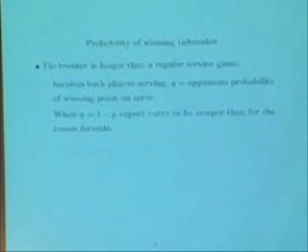Okay, so let's consider the probability of winning a tiebreaker. So I'm now going to introduce a second probability, and I'm going to call this Q, and that's going to be the probability that the opponent of our player wins a point on their serve. So think of 1 minus Q as the probability that you win a point when you're receiving serve.